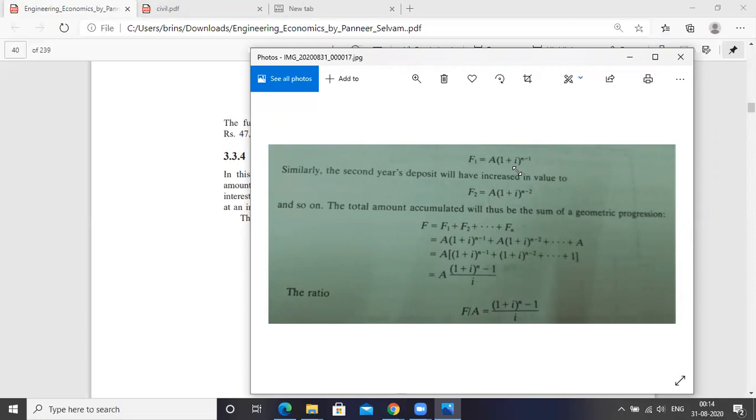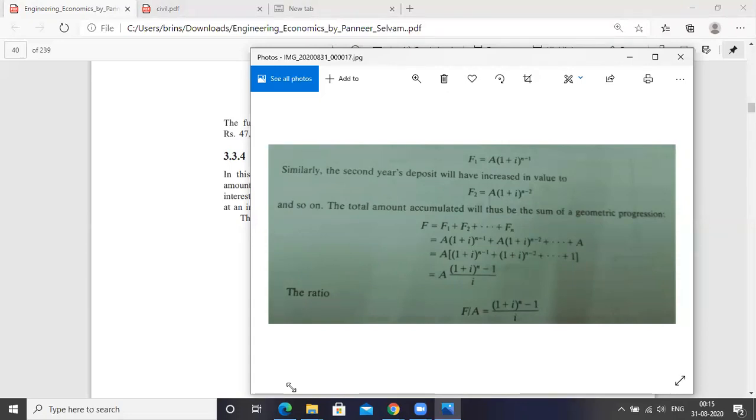Likewise, we have to find the second year's deposit. That will be F2 is equal to A times (1 plus i) to the power n minus 2, right? Likewise, we find the total amount accumulated. With that, we can deduce the ratio F by A is equal to ((1 plus i) to the power n minus 1) divided by i. This part is called the equal series compound amount factor, or uniform series compound amount factor.